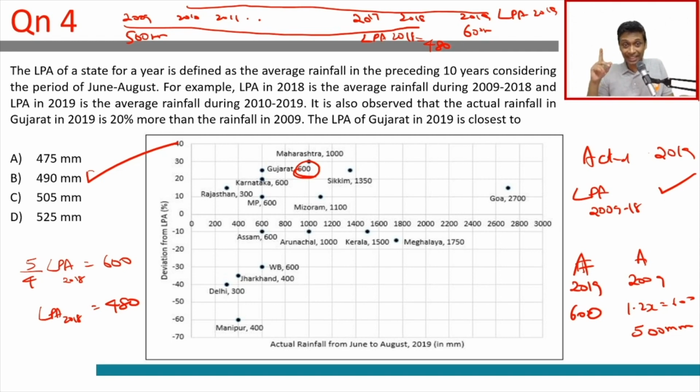The 10-year average to 2018 is 480. The 10-year average 2019 should be more than this by 10 millimeters. Why? Because the total is more by 100. Why? Because 2009 is 500 millimeters, 2019 is 600 millimeters. If you go from one grouping to another, you're kicking out 2009, bringing in 2019, so your total is up 100 millimeters. Total is up 100, so average is up 10, because you're talking about 10 units. So 480 millimeters would have become 490 millimeters.